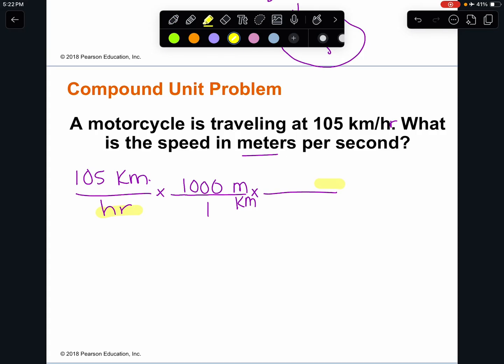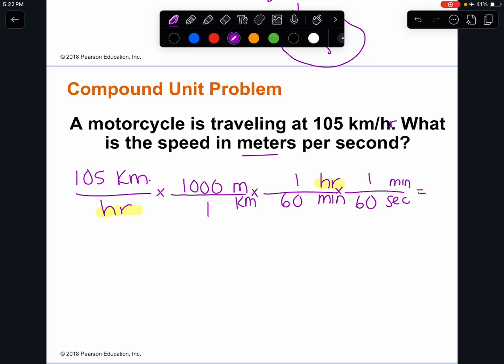Now again, hours is on the bottom. I need to put hours on the top to cancel that unit out. I'm going to go ahead to minute. Now, you may know the hours to second conversion off the top of your head, and you are welcome to do that. I'm just going to go ahead and do the way that most people end up doing.